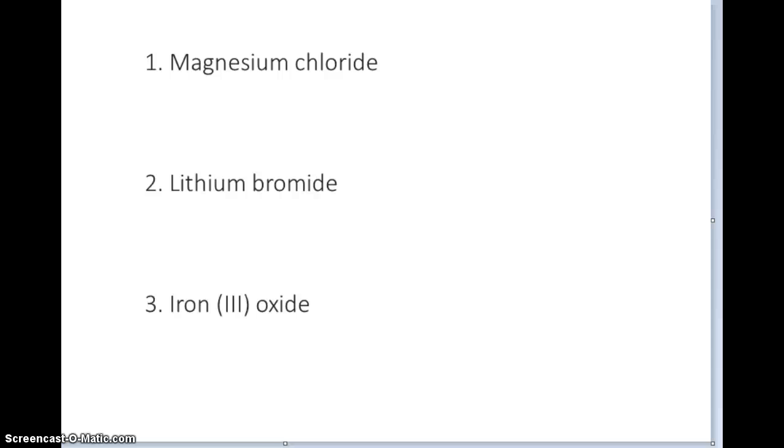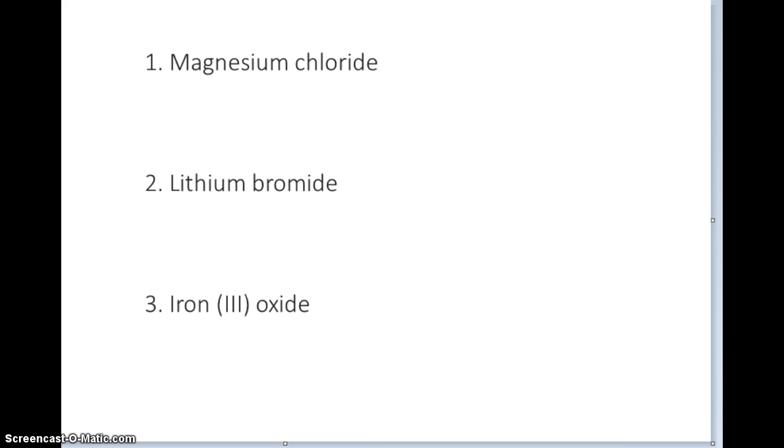Okay, I just wanted to spend a little bit of time looking at writing formulas for ionic compounds, and I've got a few examples on the board for you to see. First of all, just to go over the naming of ionic formulas, you'll notice that the cation is always written first in the formula. The cation is the positively charged ion, and then you have the negatively charged anion written second. The first one is capitalized, the second one is not.